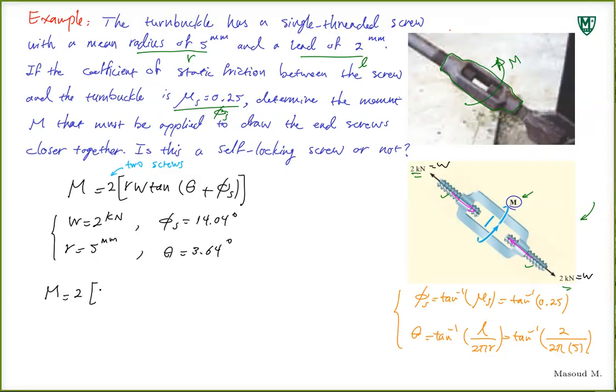M would be 2 times W, let me write everything in SI: 2000 times R, which is 5 millimeters, so that becomes 0.005 meter, times tan of theta, 3.64 plus phi s, 14.04 degrees, and that'll give you M. You will get M as 6374.7 Newton meter, since it's a moment.